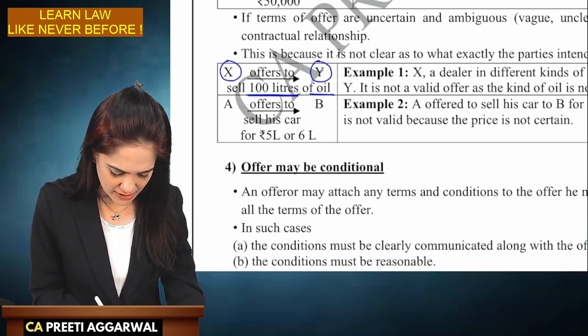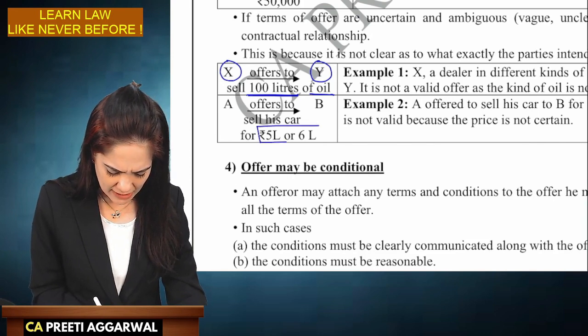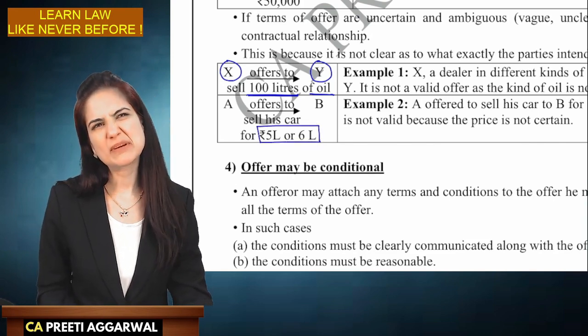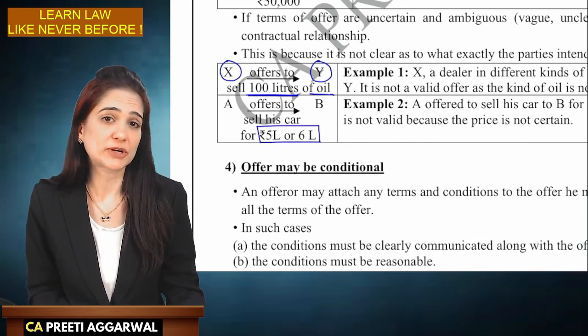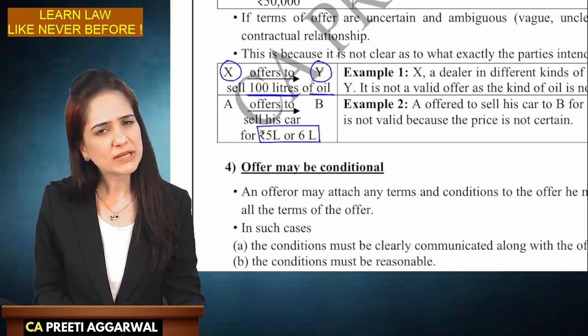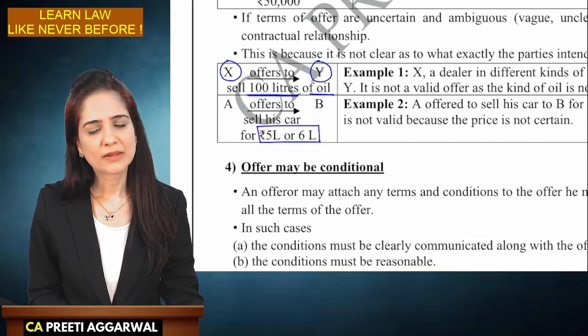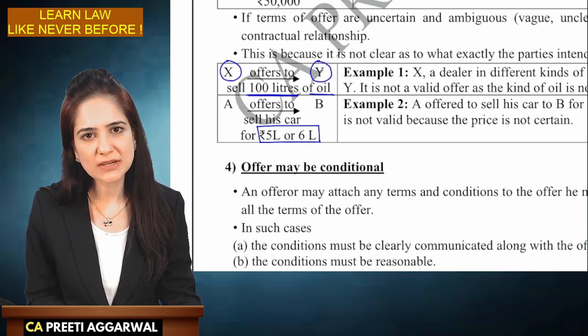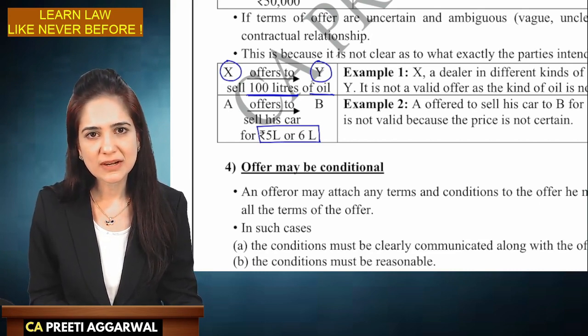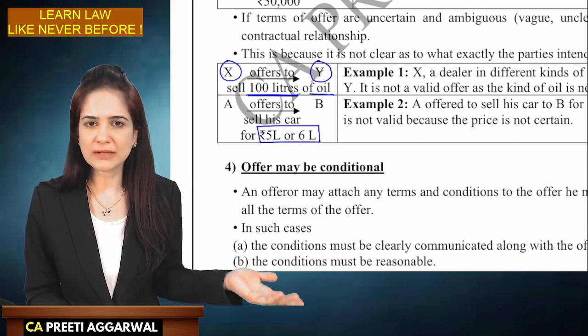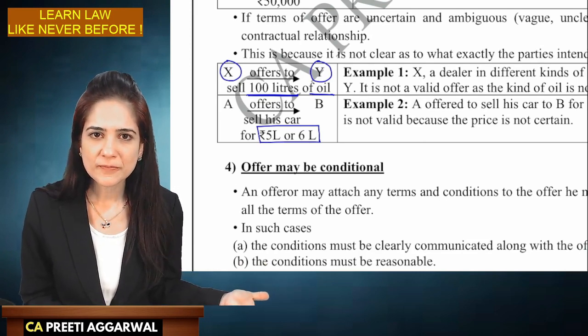A offers to sell his car to B. He says, I'm very confused. I may sell it for 5 lakhs or 6 lakhs. I have not yet decided. Will this be a valid offer? No, the amount is not certain. The price is not certain. Since the terms are unclear, this is not a valid offer.